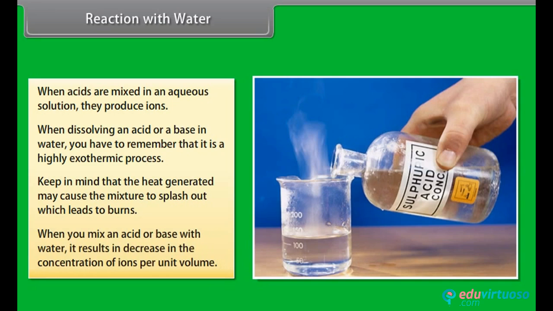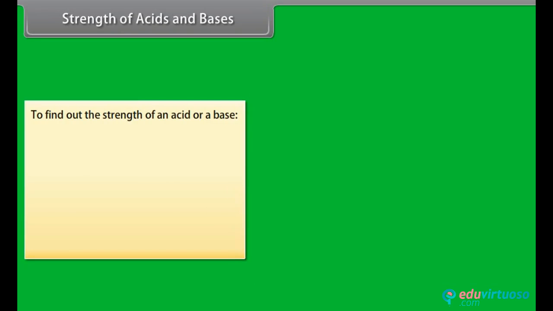When you mix an acid or base with water, it results in decrease in the concentration of ions per unit volume. This process is called dilution and you get diluted acid or base. Strength of acids and bases. You need to use a universal indicator to find the amounts of ions present in a solution or to find out how strong an acid or base is.